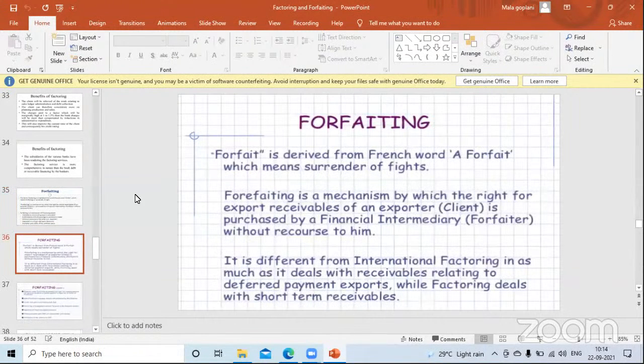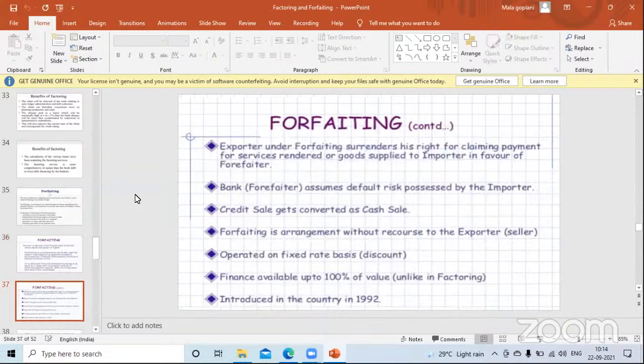So I hope you remember forfeiting is a little different from international factoring. In international factoring, you do not get 100% advance, whereas in forfeiting, you get 100% advance. International factoring is done for short term receivables. Forfeiting is done for, of course, international transactions, but long term receivables, more than 6 months or 1 year.